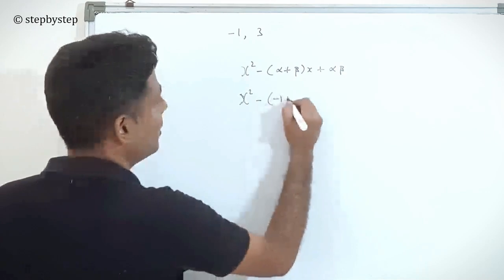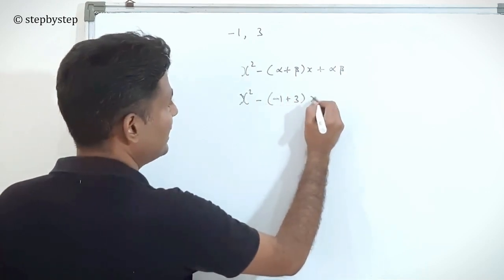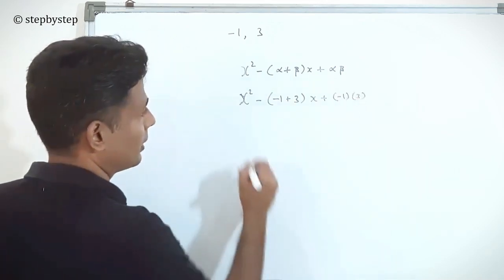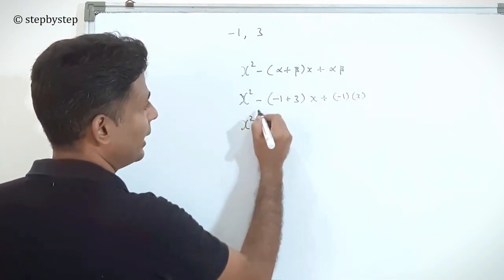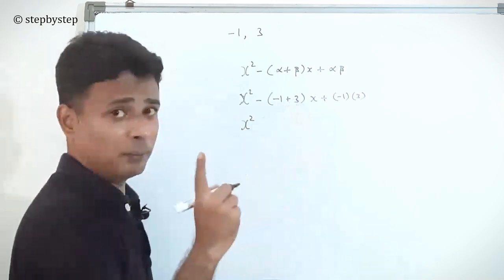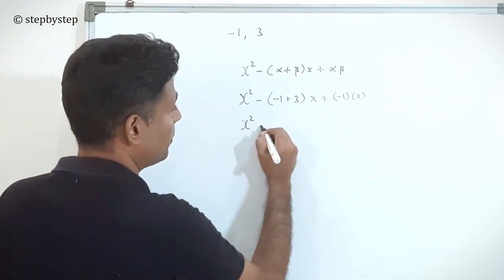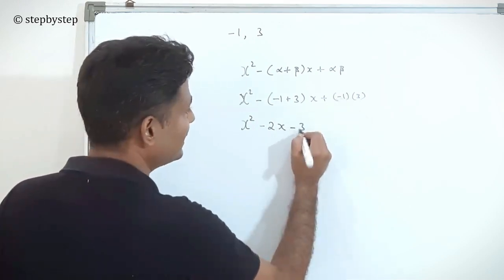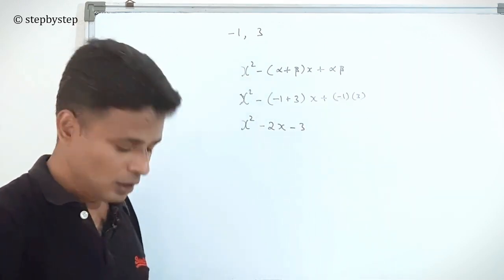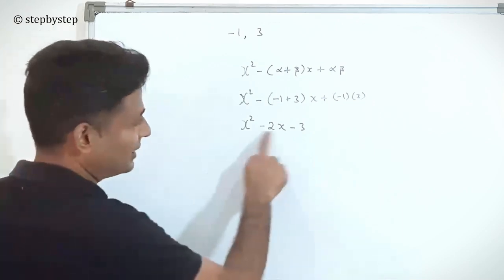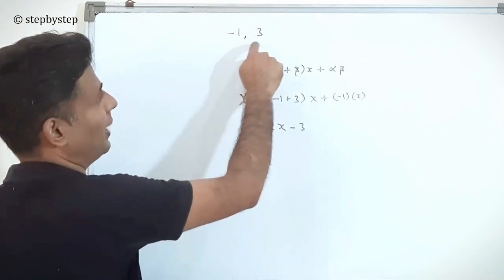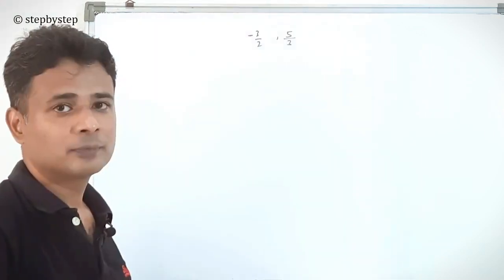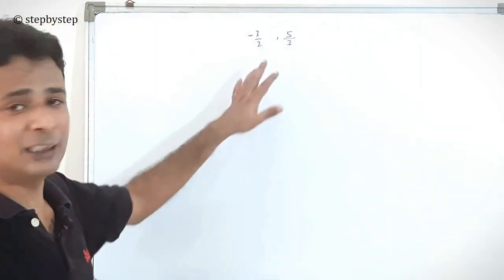Alpha is minus 1, beta is plus 3, x plus alpha beta, minus 1 into 3. Which means I get x square minus (minus 1 plus 3) x, plus minus 1 into 3, that is x square minus 2x minus 3. So we got the polynomial. If you find the zeros of this polynomial, it will be minus 1 and 3. Very easy. Okay, now let's see this problem.